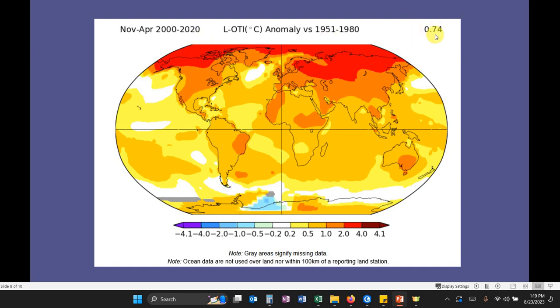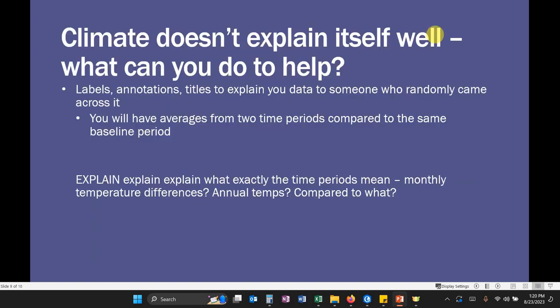And this number is kind of just floating off to the side. That's the average warming in degrees Celsius, which is a pretty important value that's just kind of strung about there on the right. So we'll be working to make this labeling a bit more intuitive. And the reason is that climate doesn't explain itself very well, so you'll be helping through labels and annotations to explain your data to someone who randomly came across it.